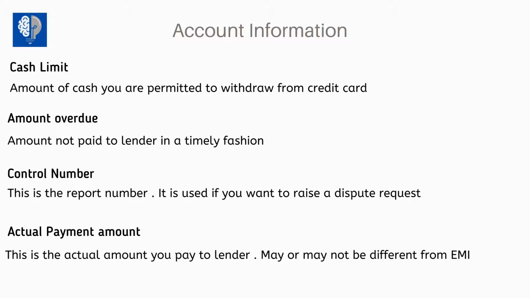Next is actual payment amount. Actual is basically the actual amount you pay to a lender. It may or may not be different from the EMI, but this is the actual amount you are paying to repay your loan.